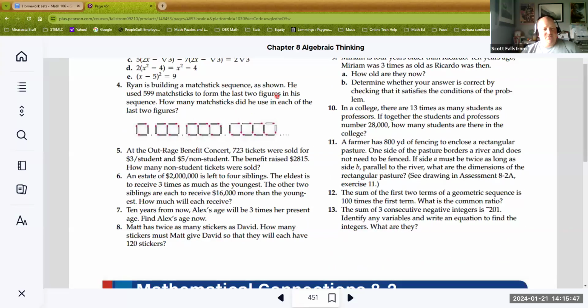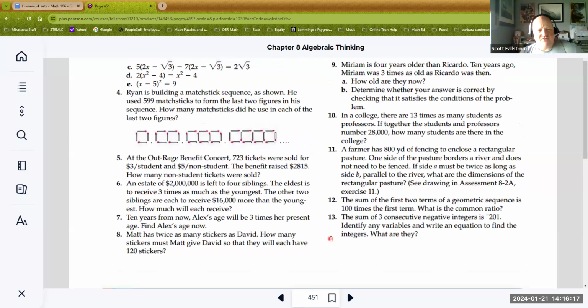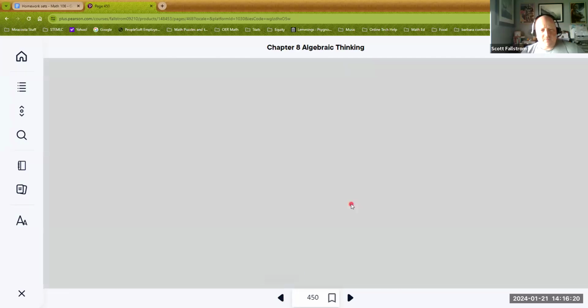Here's a matchstick sequence. He used 590 matchsticks to form the last 2 figures of his sequence. That sneaky little bugger. So he's going to add 2 of these together, and your goal is to find how many matchsticks he used in the last 2 figures, in each of them, how much in one, how much in the other. Let's see here, 723 tickets sold for $3 student, $5 non-student. The benefit raised this much money. How many non-student tickets were sold?